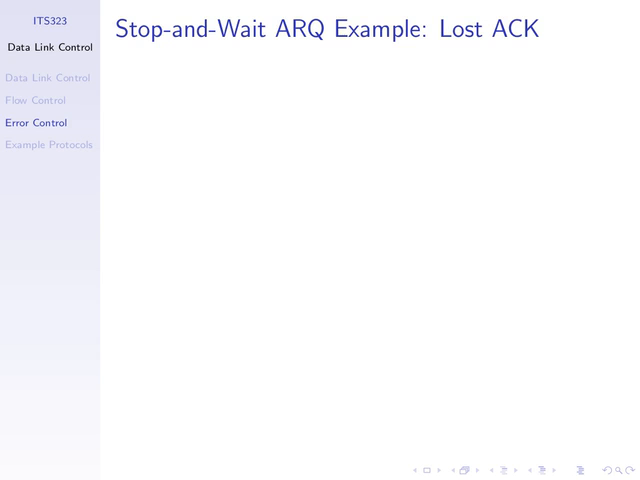B now receives data with sequence number 1. B identifies a problem. The previous data frame received had sequence number 1. The next frame received has sequence number 1. But I've already received a frame with sequence number 1. We expect to receive alternating sequence numbers, 1, 0, 1, 0. So in this case, B recognizes, this is the same data as the previous data frame received. My ACK must have been lost.